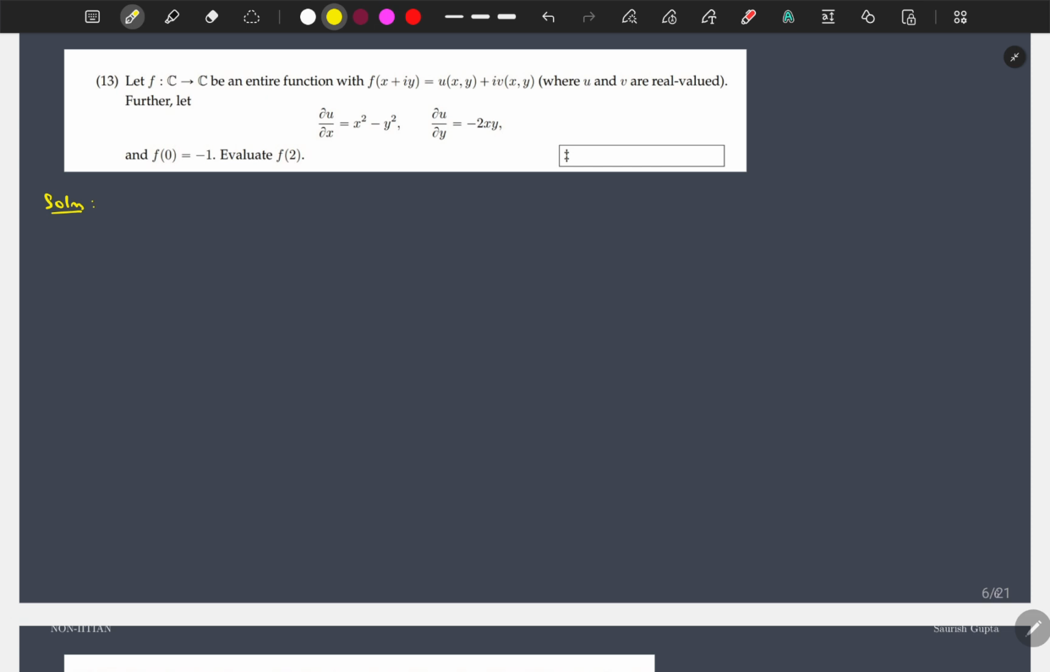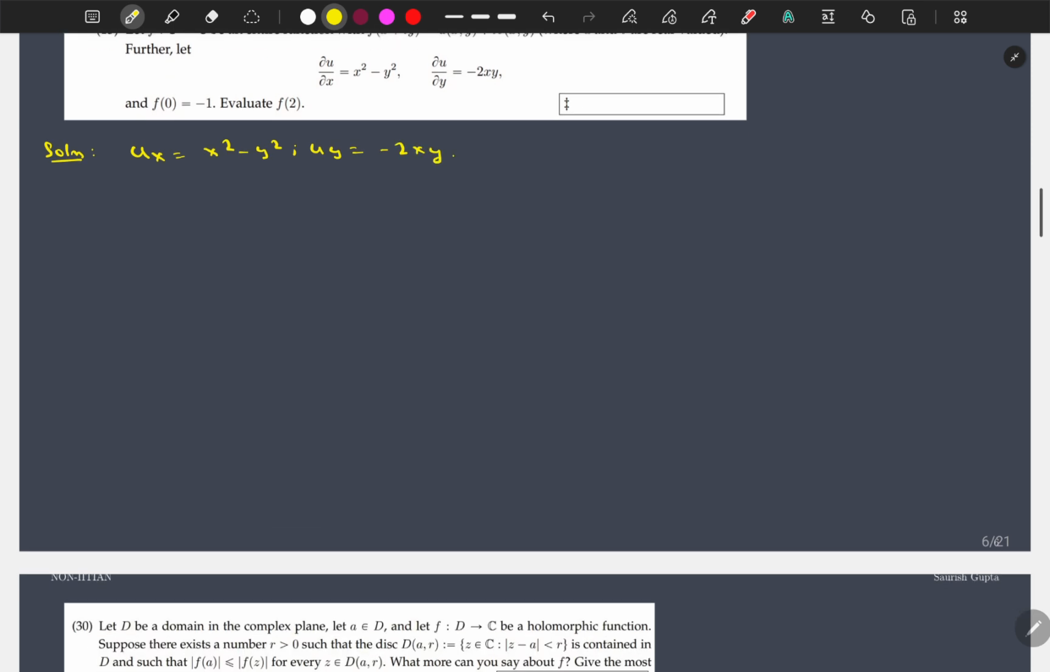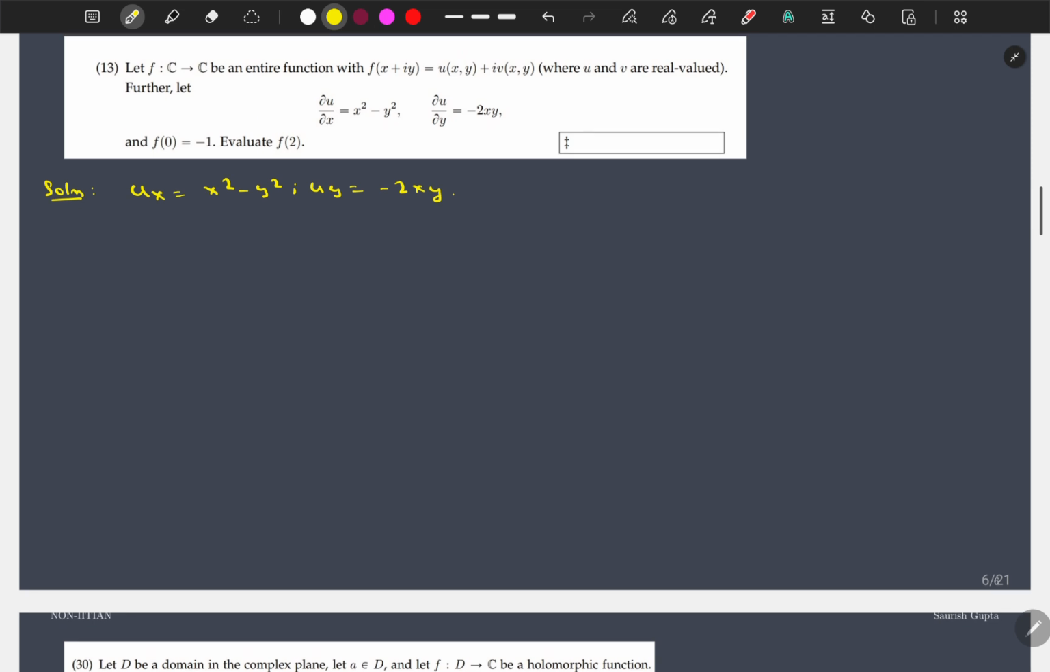Now, one way which you can proceed is in the following way. You are given u_x equal to x square minus y square, and you are given u_y equal to minus 2xy. Something which you can do is the following. Since you are given that it's entire, it will satisfy the Cauchy-Riemann equations. From here, you can integrate partially with respect to x to get a value of u. You can re-differentiate it with respect to y and compare to get the value of the constant which you will be getting.